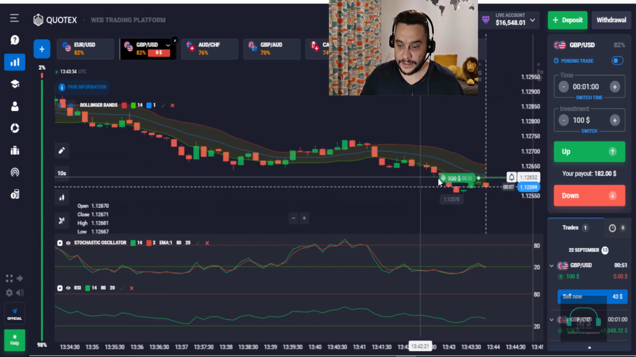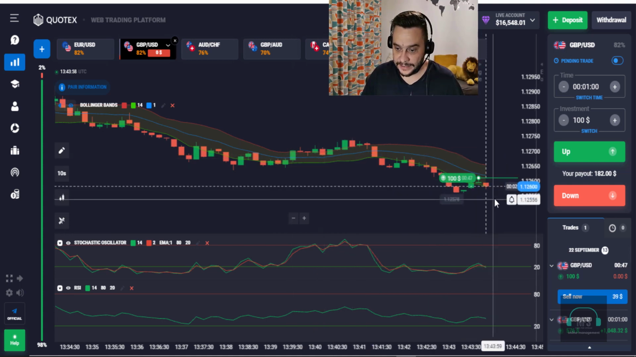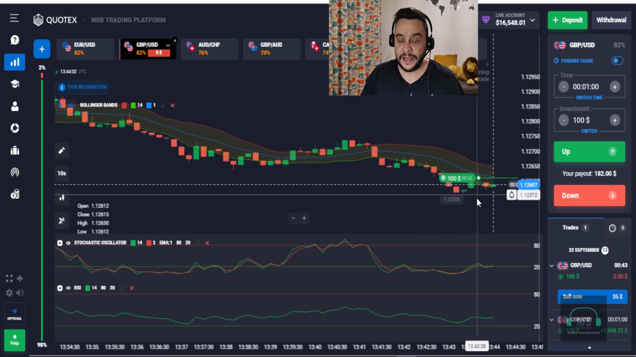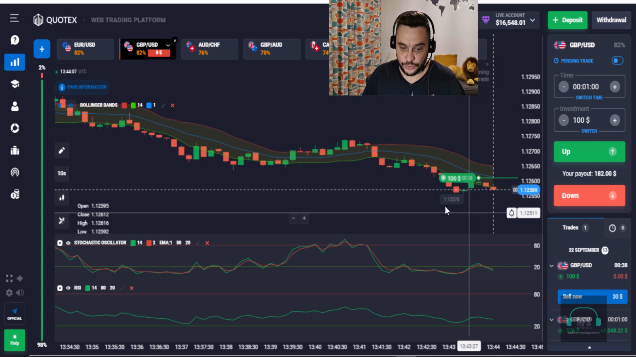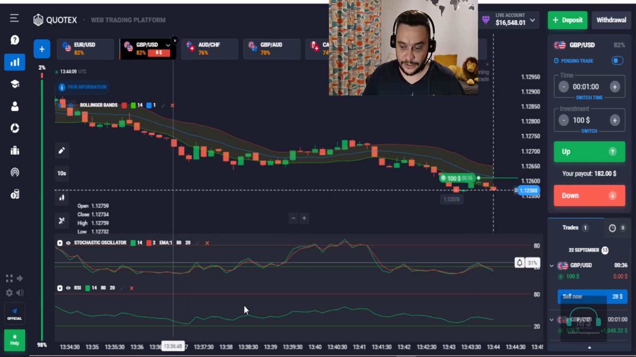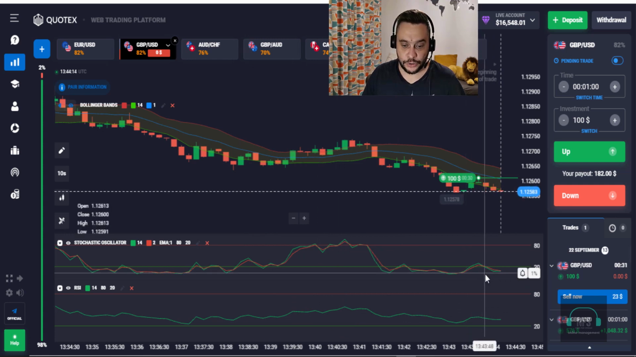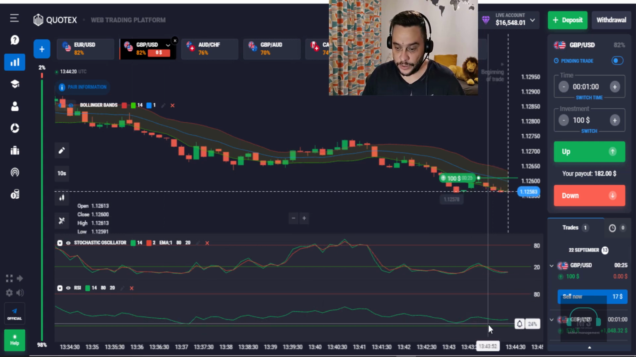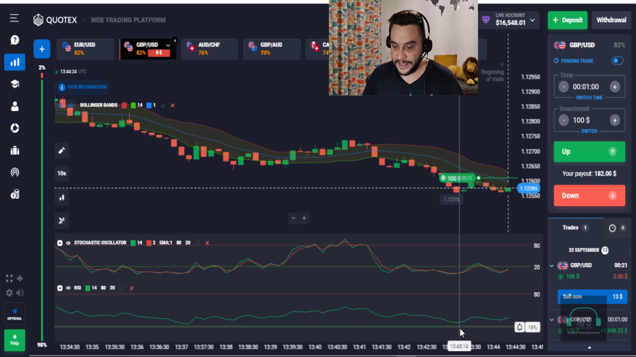When you see that you are in the down line of the Bollinger Bands, you know that now is the time to place an up trade. Also, you'll need to verify with the stochastic oscillator and RSI, and the best moment will be when both the stochastic oscillator and RSI indicator are on the bottom line of the 20 oversold level.